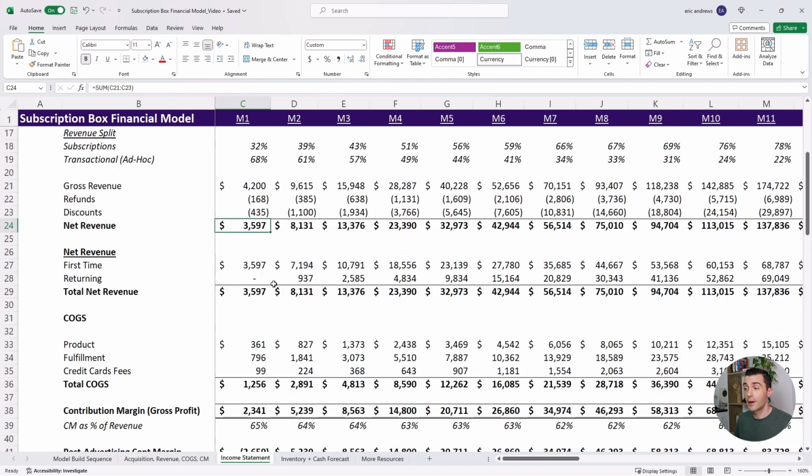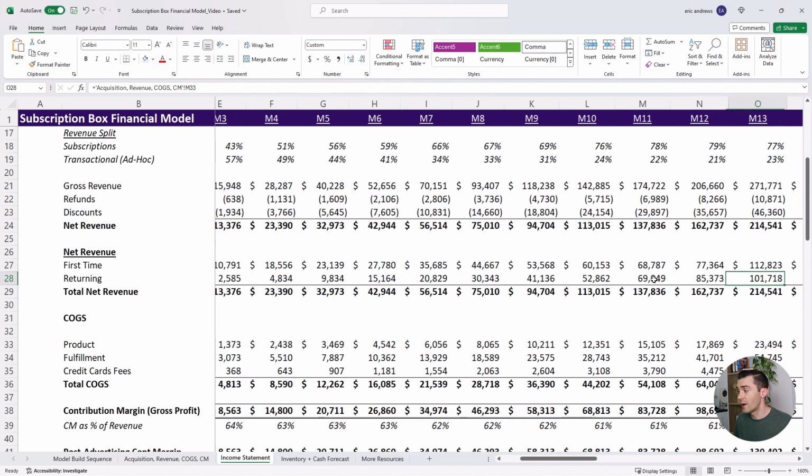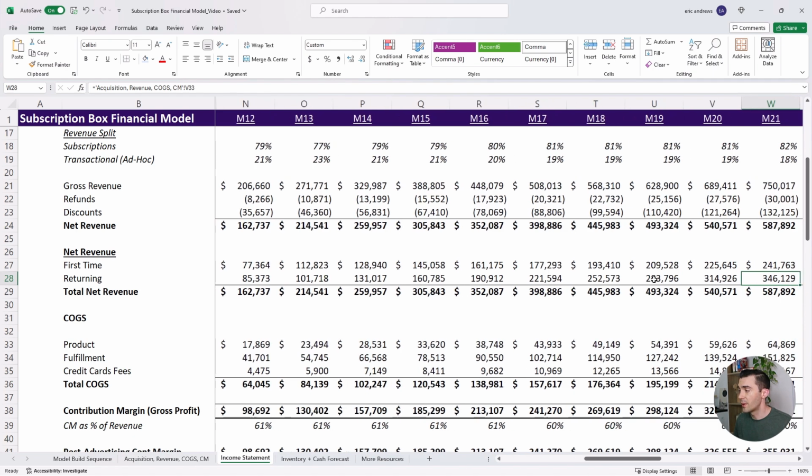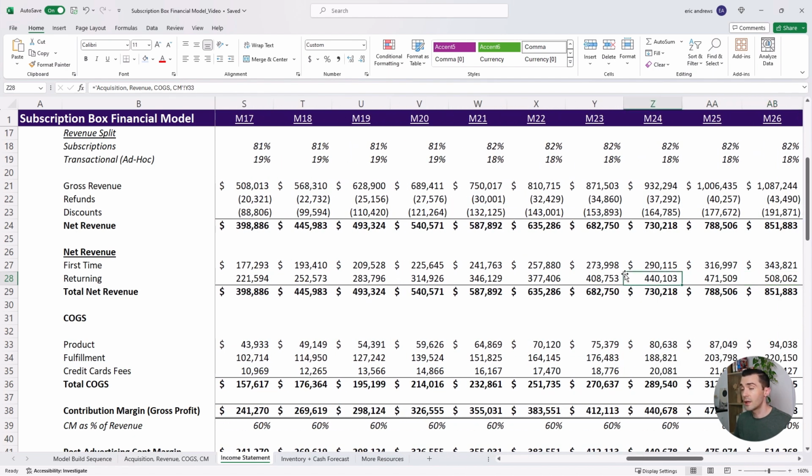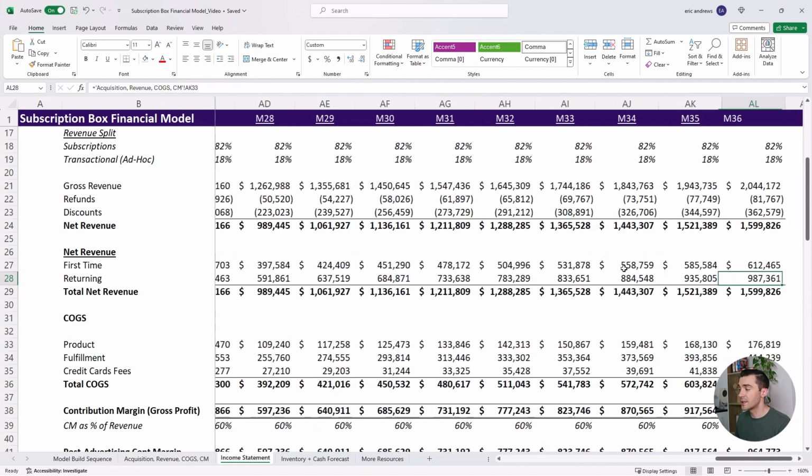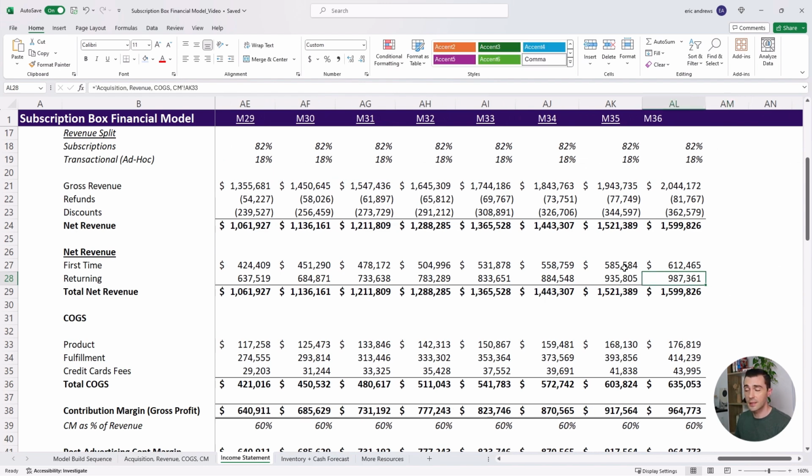Now inside of the net revenue, you see a split between first-time customers and returning customers. You'll see that the returning customer revenue is going up over time. And remember, a returning customer generally has little to no CAC associated with them. So that is really where you're going to drive your profits from, your recurring revenue. In the end state, a business, especially a subscription-based business, needs to see most of their revenue coming from subscriptions or repeat customers. And that's what we see here at the end of 36 months.